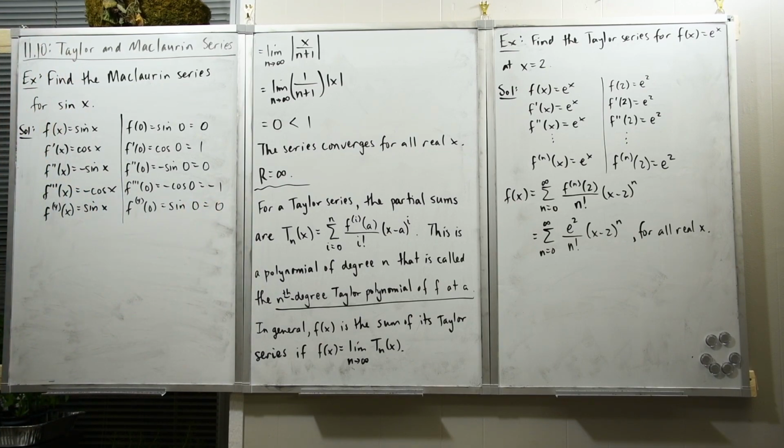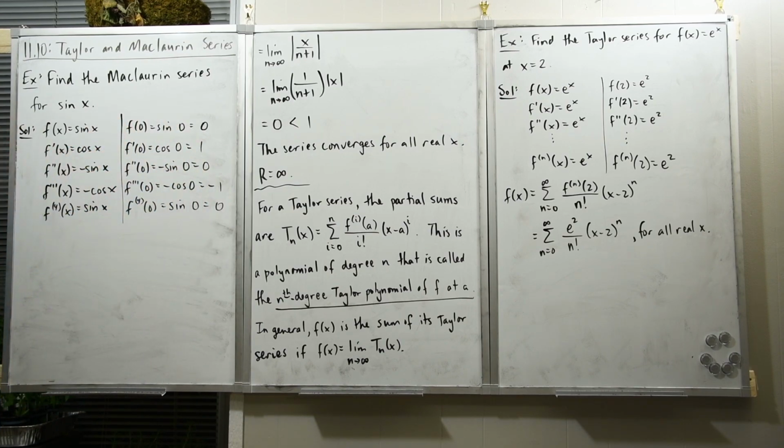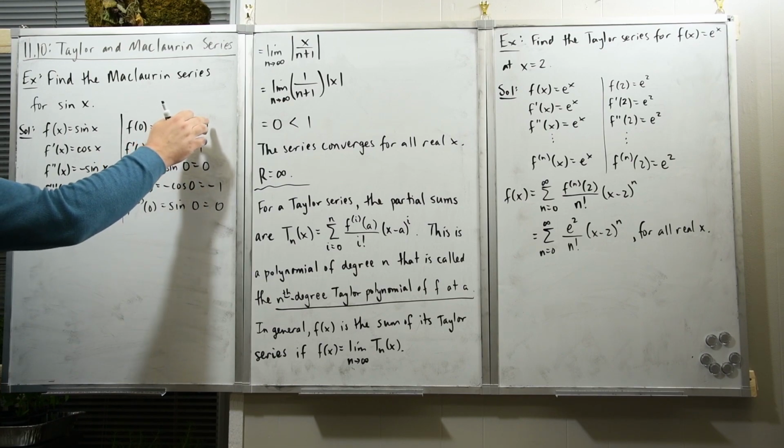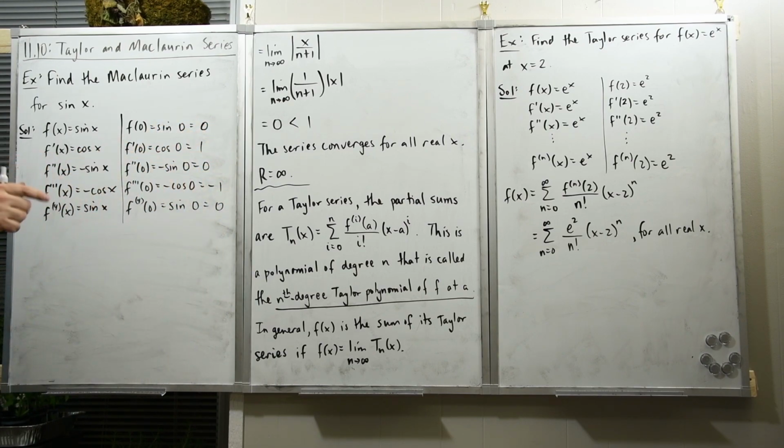And from this we can see that the fifth derivative of f at 0 will be the same as the first derivative of f at 0, which is 1. So these derivatives evaluated at 0, we're basically looking at a pattern where we go 0, 1, 0, negative 1, 0, 1, 0, negative 1, 0, 1, 0, negative 1, and so forth. And that pattern's just going to keep going on forever.